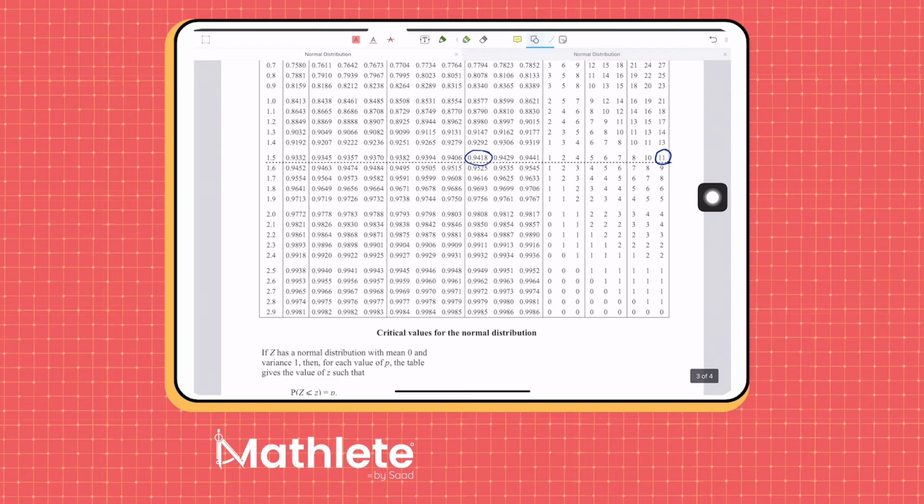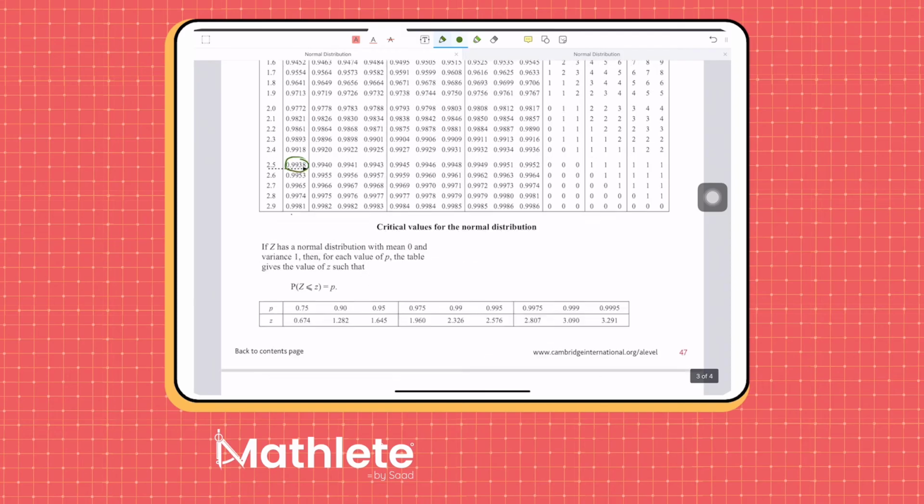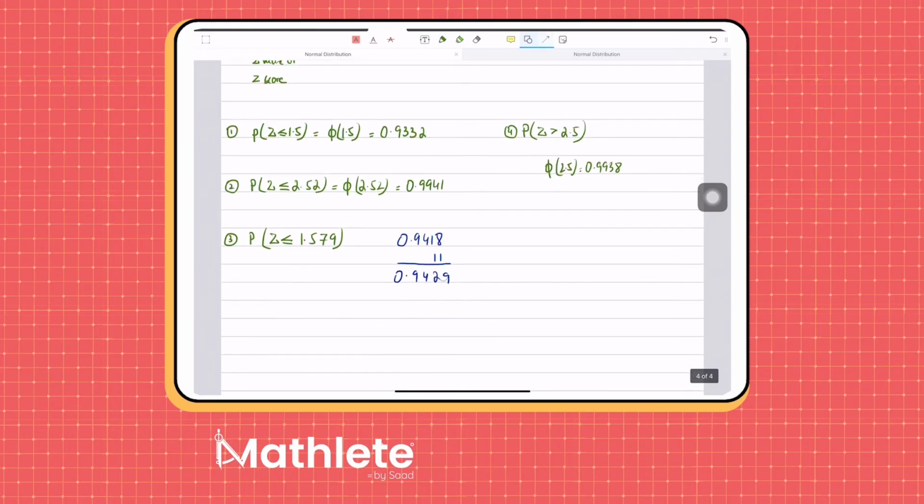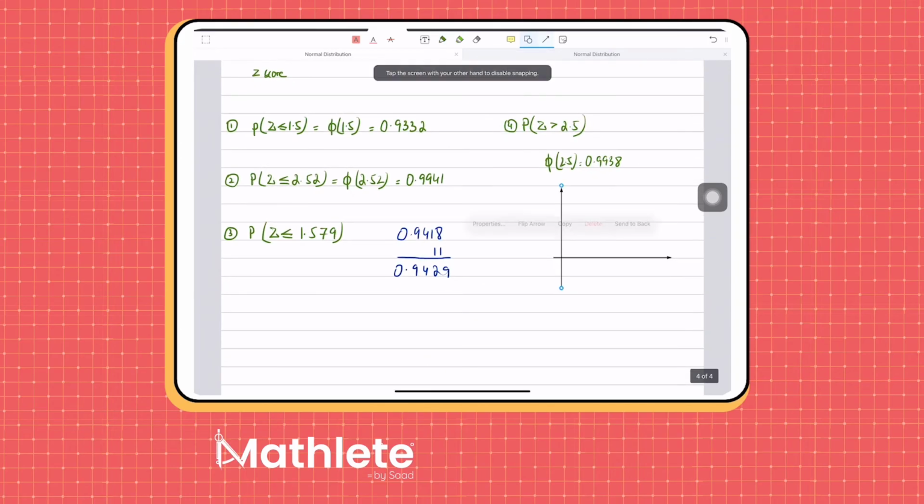So we can do that easily since we don't have a lot of decimals. The p value of 2.5 is 0.9938. Now what does this mean? The p value or phi of 2.5 is 0.9938. Now what does this mean?